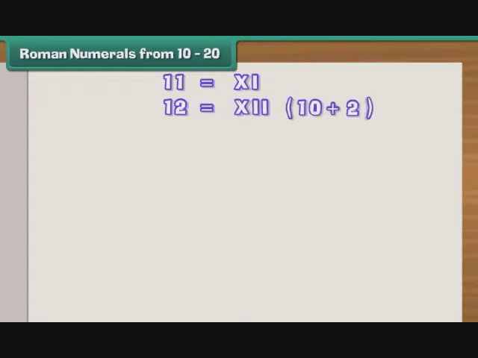Roman numerals from 10 to 20. 11 is 10 plus 1. So number 11 is written as XI, meaning 10 plus 1. Number 12 is written as XII, meaning 10 plus 2. Similarly, 13 is written as XIII. 14 is X and IV.